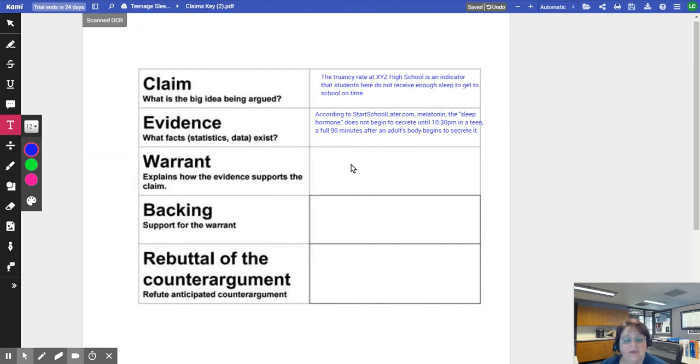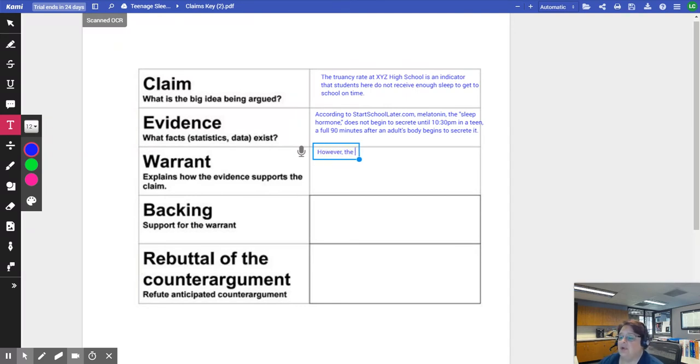Okay. All right. Now what I have to do is take that evidence and explain it to the audience. How does that even relate to the claim? So obviously, if we're looking at 90 minutes, remember that you still need that 8 to 10 hours. So Troxel's the one saying that it takes 8 to 10 hours for a teen to get a full night's sleep. So I need to kind of explain that in the warrant.